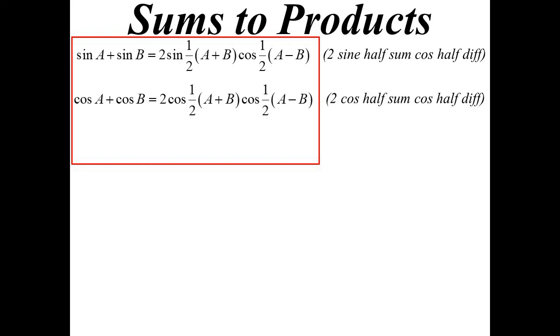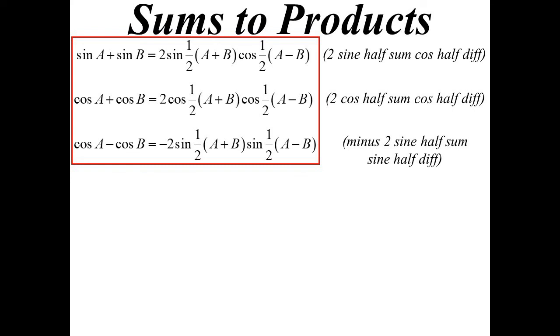We have cos plus cos. 2 cos half sum cos half diff. So now notice, they both finish in cos half diff. Not a problem. It starts with the same ratio you're working with. So sine starts with sine, and the cos starts with the cos. So sine goes 2 sine half sum cos half diff. Cos goes 2 cos half sum cos half diff.